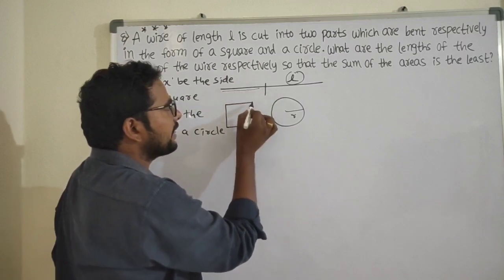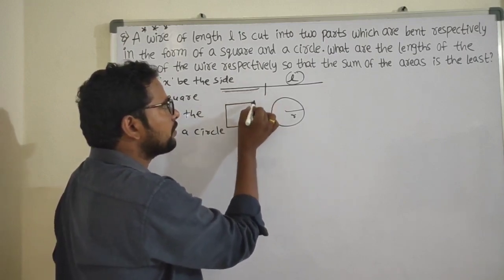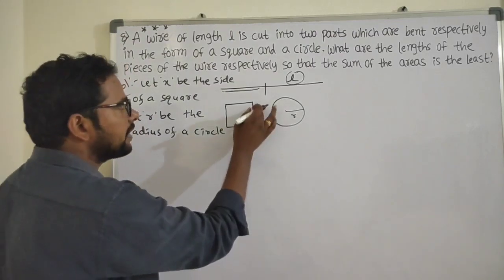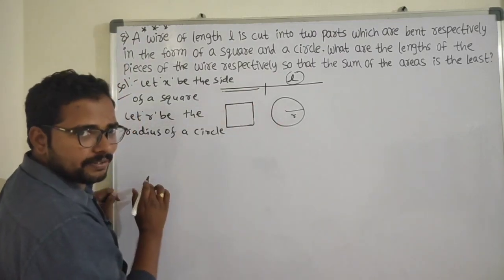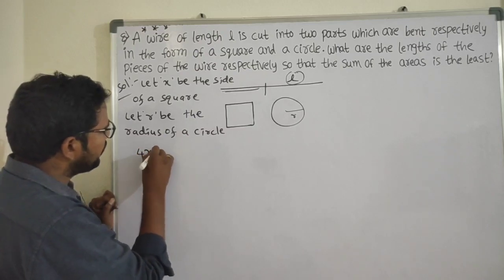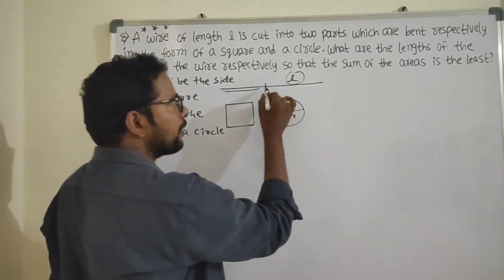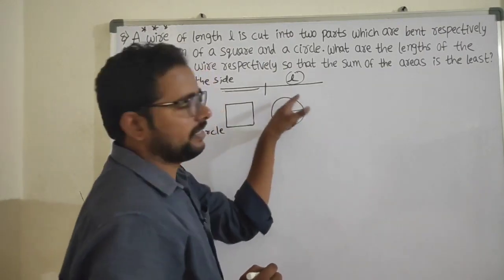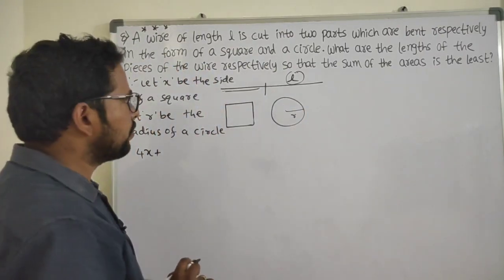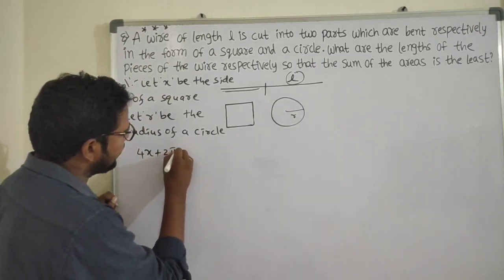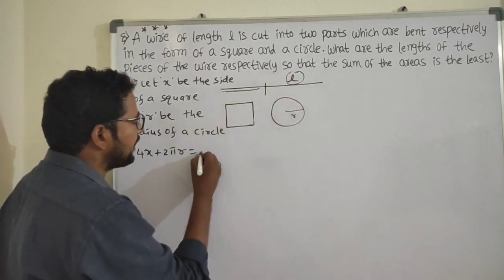So the first part is converting into a square, right? So this first part equals the perimeter of the square. What is the perimeter of a square? 4 into side, so 4 into x, plus. The second part is converting into a circle, so this length becomes the perimeter of the circle. What is the perimeter of a circle formula? 2πr. 2πr, and the total wire is equal to L.